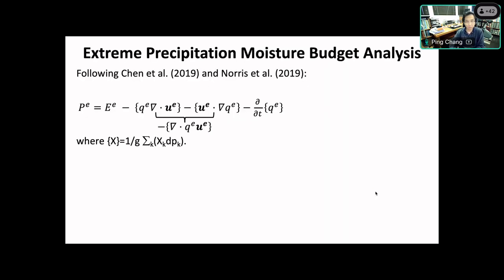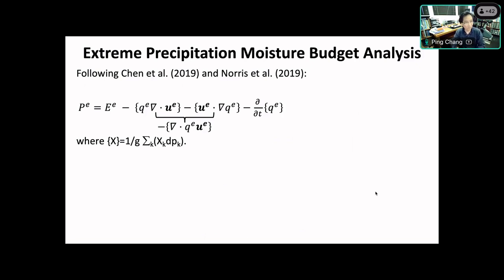So what we did then is an extreme precipitation moisture budget analysis. There's a couple of nice papers written by the UCLA group and published in 2019, which basically lay out a procedure to do the extreme precipitation moisture budget analysis. So basically, the equation is written here. I hope you don't mind I show a few equations here.